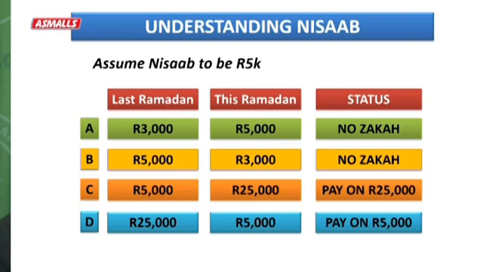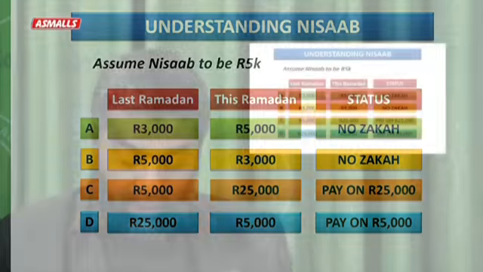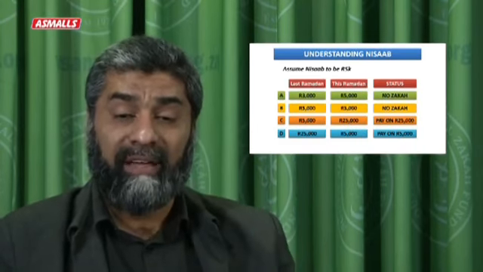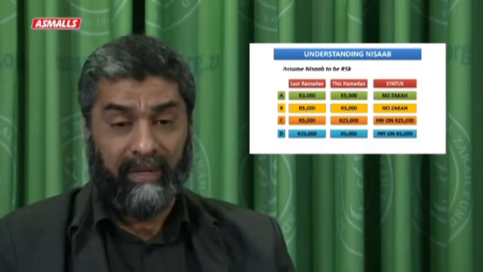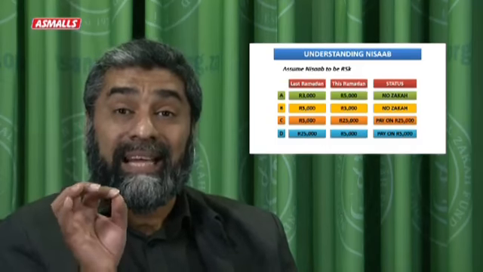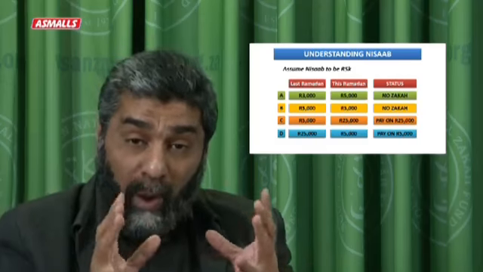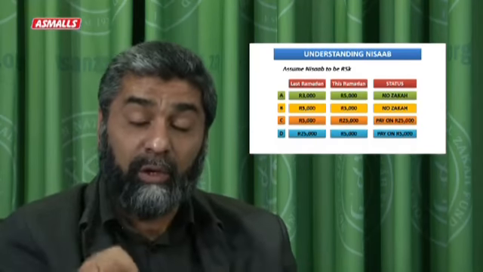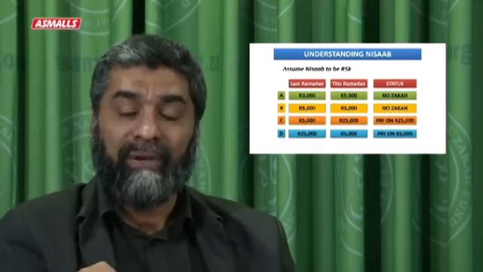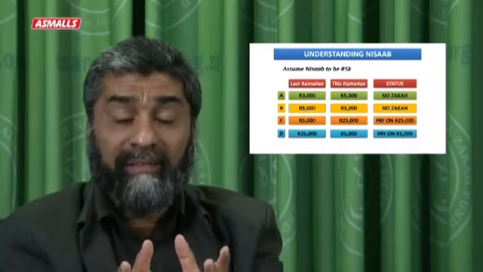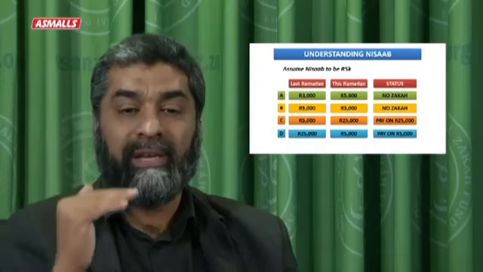And in the last example, you may have started off with 25,000 last year, but you've got 5,000 today. Because the 5,000 is equal to or more than the Nisaab, and that's the total value of your wealth today, you will pay zakat on the 5,000 Rand that you have on hand. So what is zakat? Zakat is the amount that you pay on the cumulative wealth that you have on a particular day in a year, if the cumulative wealth that you have is equal to and more than the Nisaab.